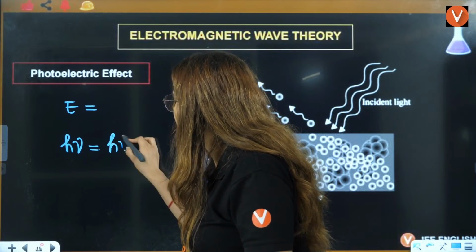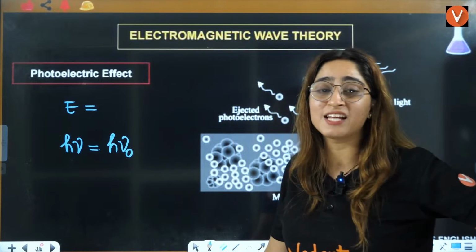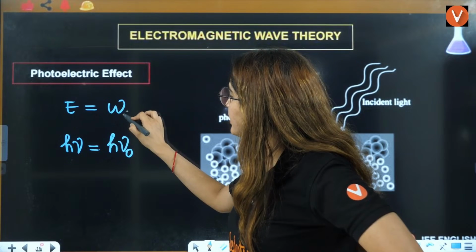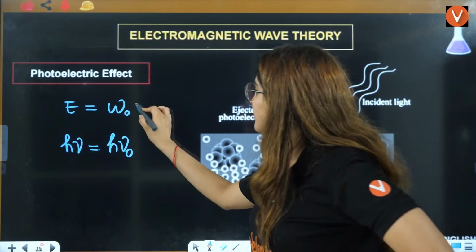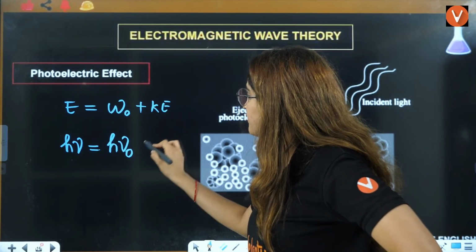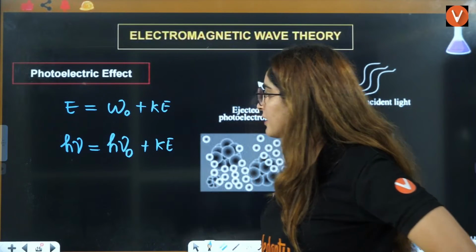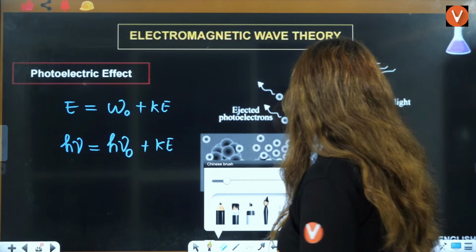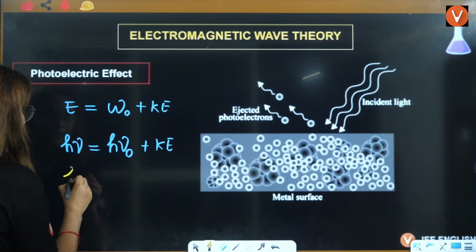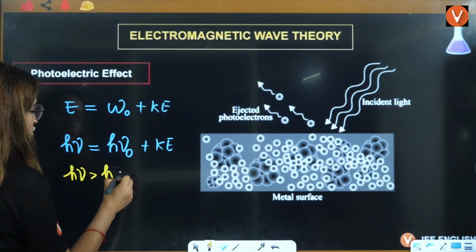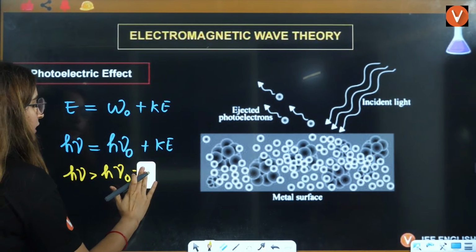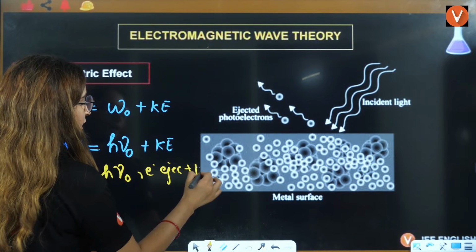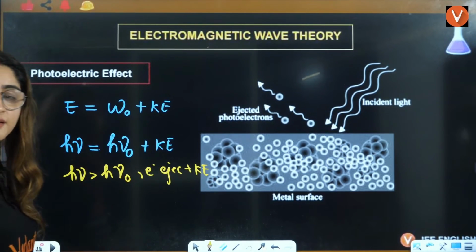The energy required for electron ejection is h mu naught. That is the work function, denoted by W naught. And the rest is your kinetic energy, right? So if the energy of incident light is very high compared to h mu naught, then the electron will be ejected, plus kinetic energy will be there, because the energy is very high.